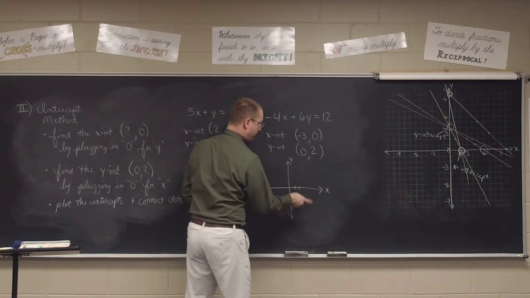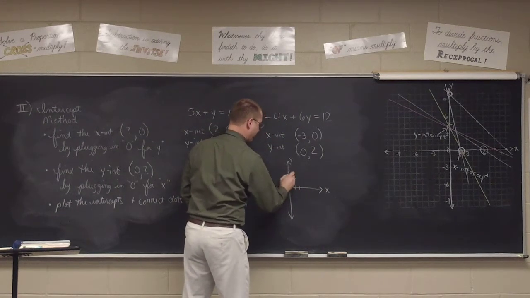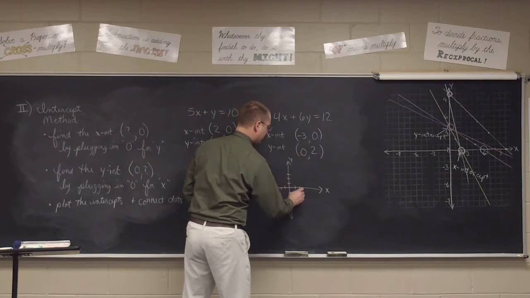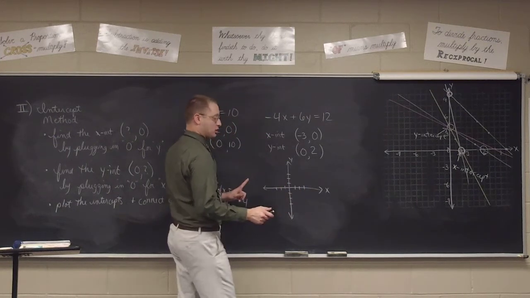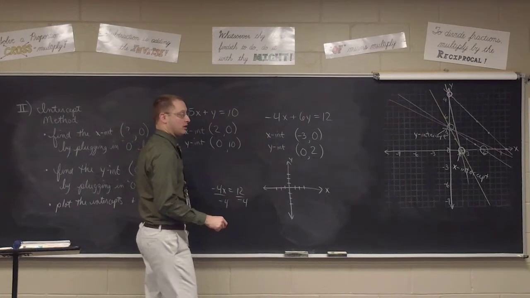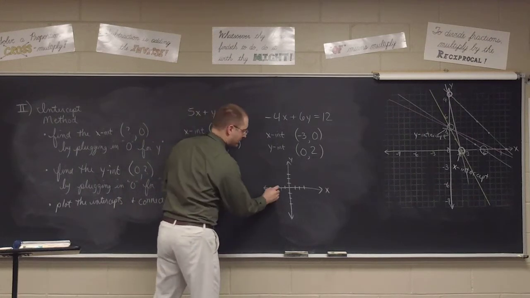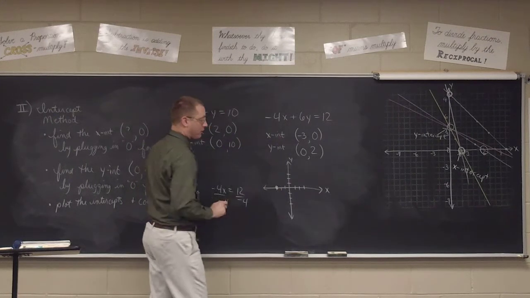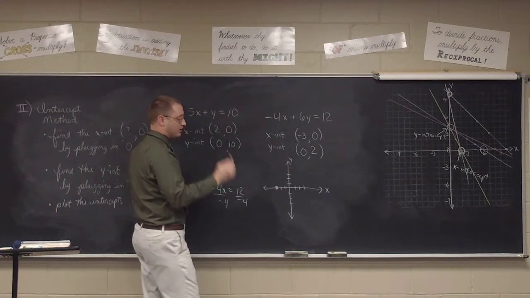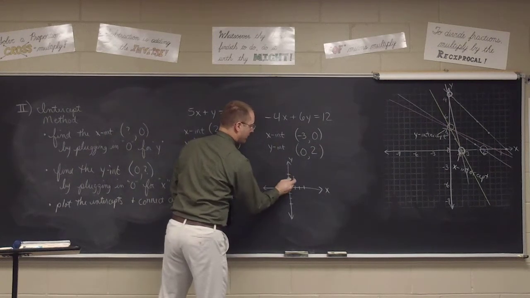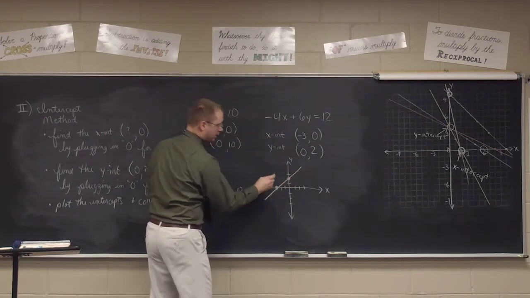Draw a quick, just on your paper, just a real quick little sketch like this. And mark off a couple values there, and here, and here, and here. And I'm going to plot my x-intercept, class, at -3, 0. My y-intercept at 0, 2. And then we simply connect the dots.